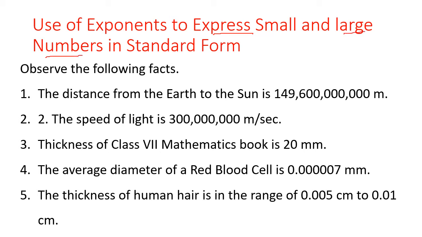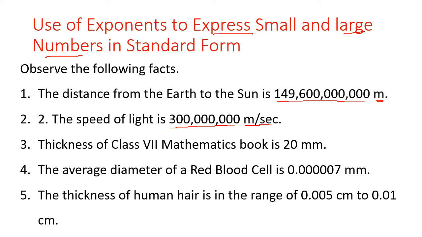So here there are some facts which are stated for you, scientific facts. The distance from the earth to the sun is this big, right? We have to learn to write this in the proper notation. The unit here is meter. The speed of light is considered to be 3 lakh kilometer per second. So that is, if we count, it is 30 crore meter per second. So this is a huge number.